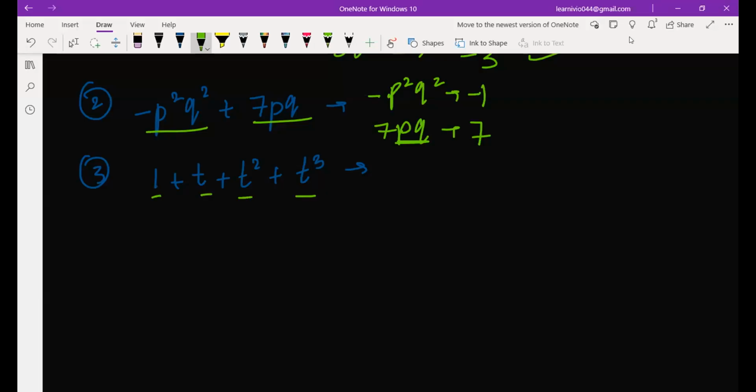Non-constant terms are t square and tq. Is t not constant? Is t constant or not constant? It is a letter or a number? Letter. Letter, so it is not constant.